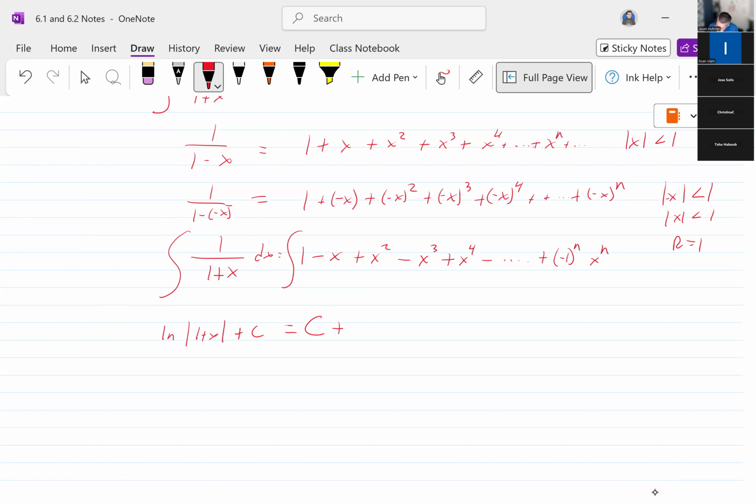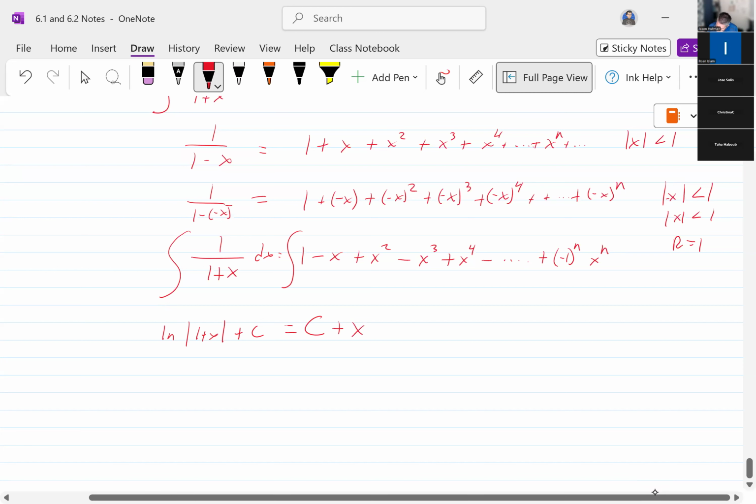Okay, now let's integrate this term by term. The integral of 1 is x. The integral of negative x is negative x squared over 2. The integral of x squared is 1/3 x cubed. Okay, and then minus 1/4 x to the 4th. And we can keep going like that forever.